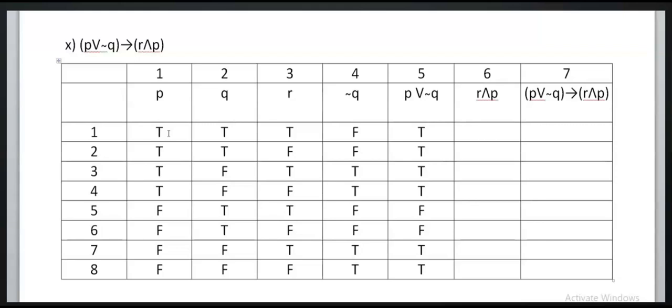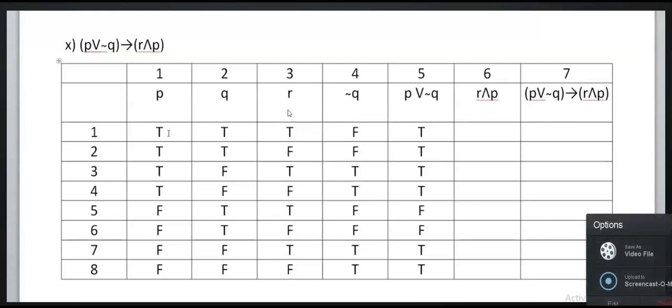Next is R and P. This is R and P. In an AND statement, if both of them are true, then it is true, otherwise false. This is R and P. TT, that will be T. TF, it is F. TT, it is T. TF, it is F. FT, it is again F. FF, it is again F. Next FT, then it is F. F and F, again it is F. See this here.